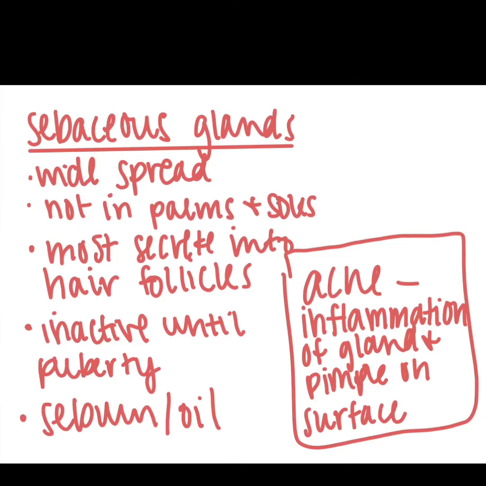Sebaceous glands are all over the body. They're very widely spread, but they're not in the palms and soles. Most of them secrete into hair follicles. They're pretty much inactive until puberty, and they secrete sebum or oil. And then acne is inflammation of a gland, and there's a pimple on the surface of the skin.